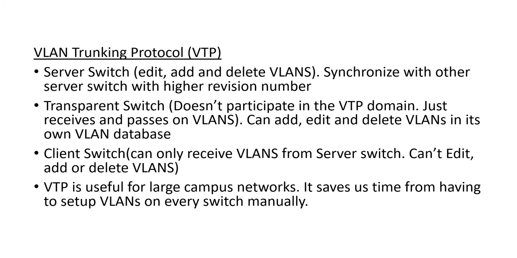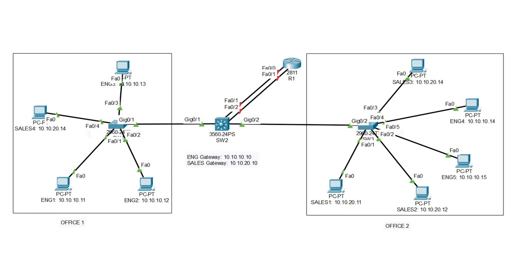If you had hundreds and hundreds of switches within a campus network, obviously you're not going to set up VLANs on every one of them individually, because that would take a very long time. VTP is going to be used for this. You're going to set up one switch as a server, or multiple switches as servers, and the rest as clients, and then the servers are going to feed the VLANs that you set up on the server switch to the client switches automatically. Let's see this in the lab.